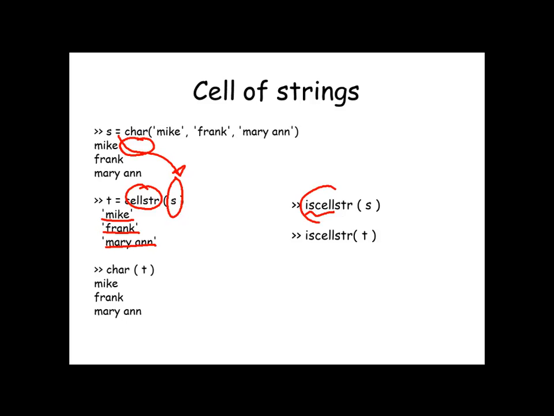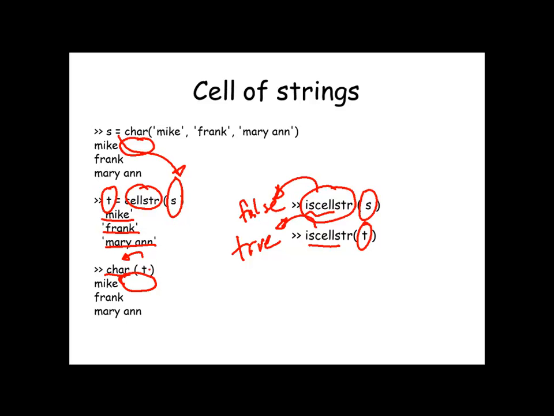The function iscellstr will tell you whether a variable is a cell string or not. So in this case, S is a character matrix. The function iscellstr will return false. Whereas T is a cell array and all of the elements are strings, so iscellstr will return true. We can take a cell array of strings and convert it back to a character matrix using the char function again. And again, each word will be padded with spaces so you have a proper matrix.